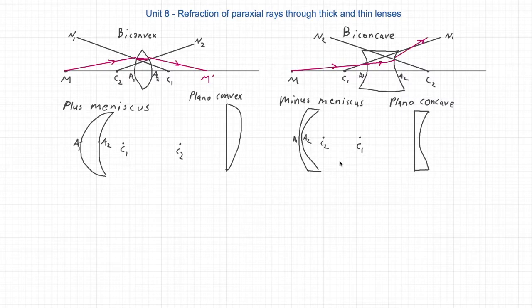Underneath, we have a minus meniscus and a plano concave lens. Each of them thinner in the center, thicker at the edges. The meniscus lens is created by making the first surface flatter than the second surface. In the plano-concave lens, one surface is flat, one surface is concave. Now, just to be clear, convex and plus mean the same thing, and concave and minus mean the same thing.